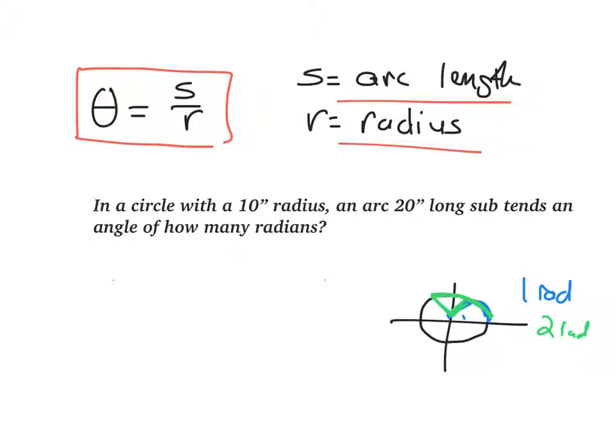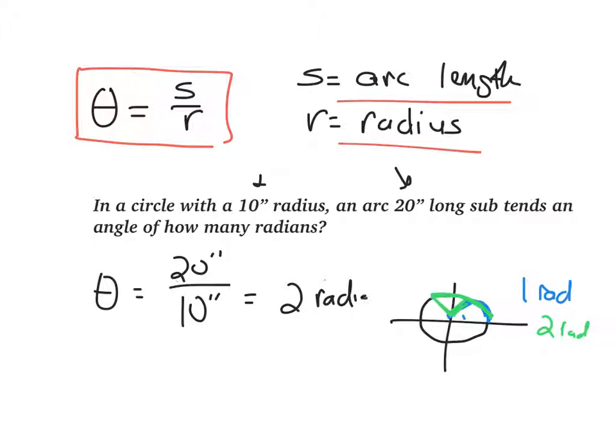So this one says, in a circle with radius 10 inches, an arc 20 inches long subtends an angle of how many radians? So what is the angle that makes an arc 20 inches long in a circle where the radius is 10? Well, very simple. The angle is the arc length, which is 20 inches, over the radius, which is 10 inches. So it is 2 radians. That's all you have to do. Radians is the arc length over the radius.